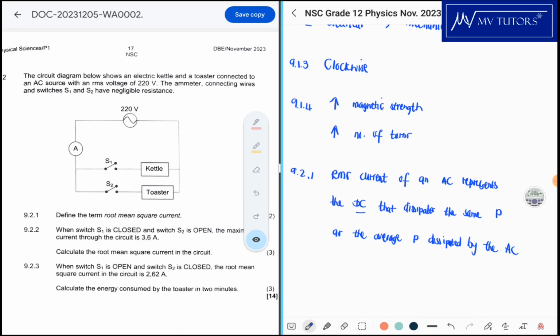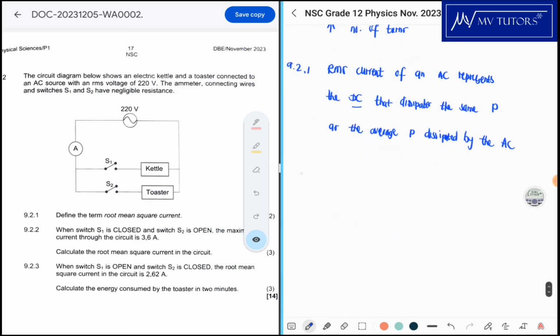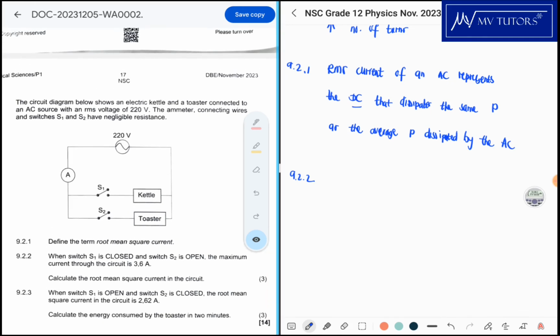Okay, RMS values are used for voltage and current when dealing with alternating current. All right, so I hope that is a bit clear. And then 9.2.2, when switch S1 is closed, switch S2 is open. The maximum current through the circuit is 3.6. Okay, so now 9.2.2, calculate the root mean square current in the circuit.